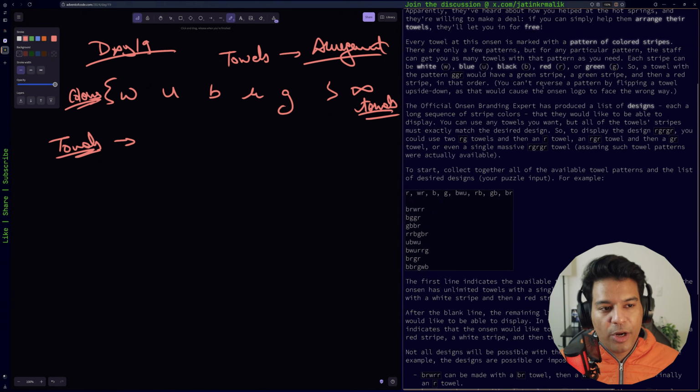It says that you cannot reverse a pattern by flipping a towel upside down, as that would cause the onsen logo to face the wrong way. So it's very simple. The pattern is how it is given. We cannot reverse it or rotate it.